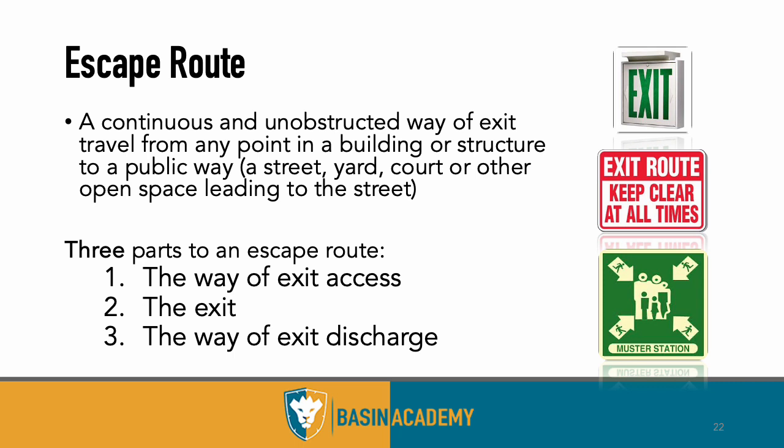For escape routes, a continuous and unobstructed way of exit travel from any point in the building or structure to a public way, so street, yard, court, or other open spaces leading to the street. There are 3 parts to an escape route: the way of exit access, the exit, and the way of exit discharge. A good example is if you go out a door, you shouldn't have to open the door, go around the door, and then out to where the muster point is. The door should open in the same direction or the opposite direction that you're going to travel. So it should open to the left if you have to go to the right. It should open to the right if you have to go to the left.